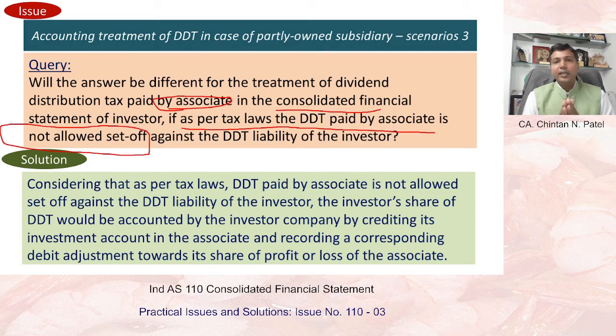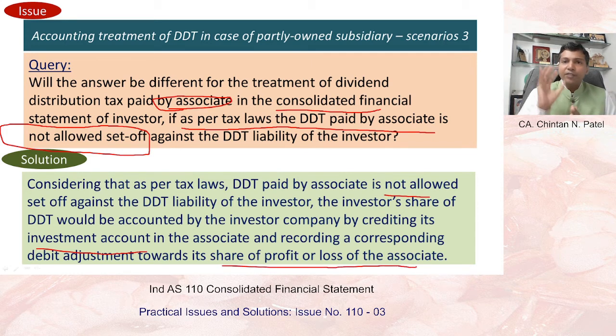So now here what happens is the associate has declared a dividend, and the associate has paid dividend distribution tax. Once the associate has paid the dividend, obviously the investor holding company is going to receive the dividend income. But what about the DDT, the dividend distribution tax which is being paid by the associate? Now here, as the associate is not allowed to set off, there will be a credit to the investment account and a debit to share of profit or loss of associate.